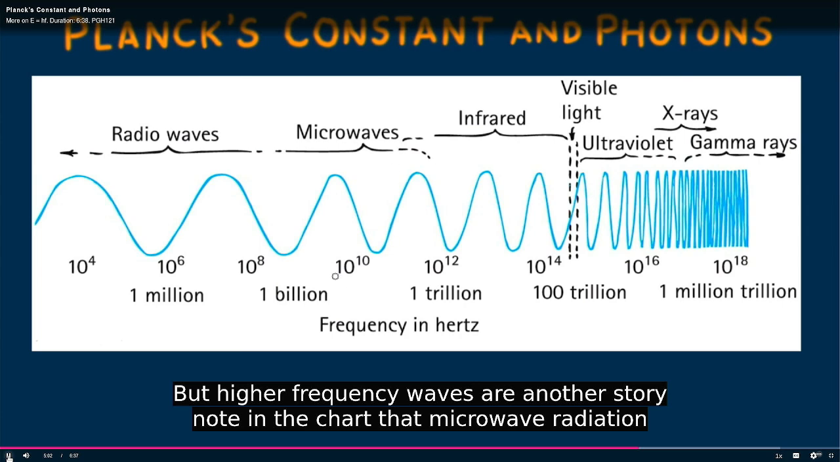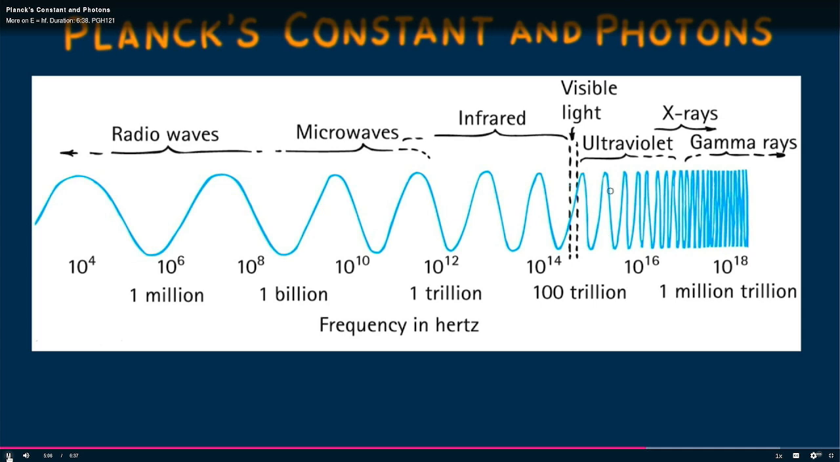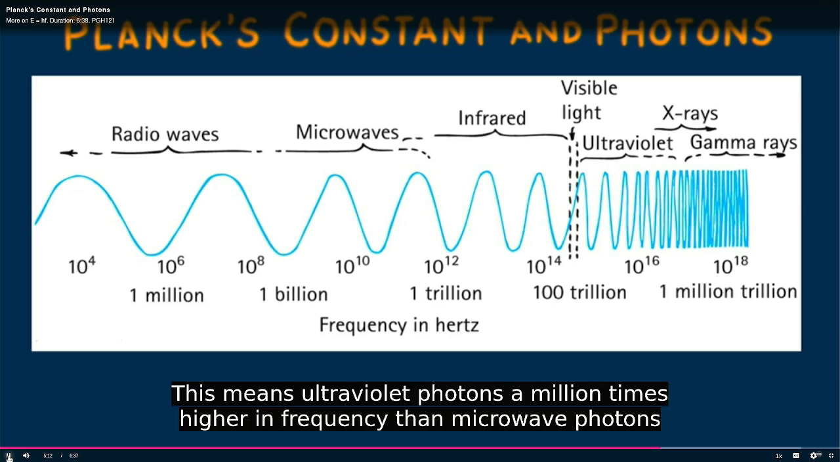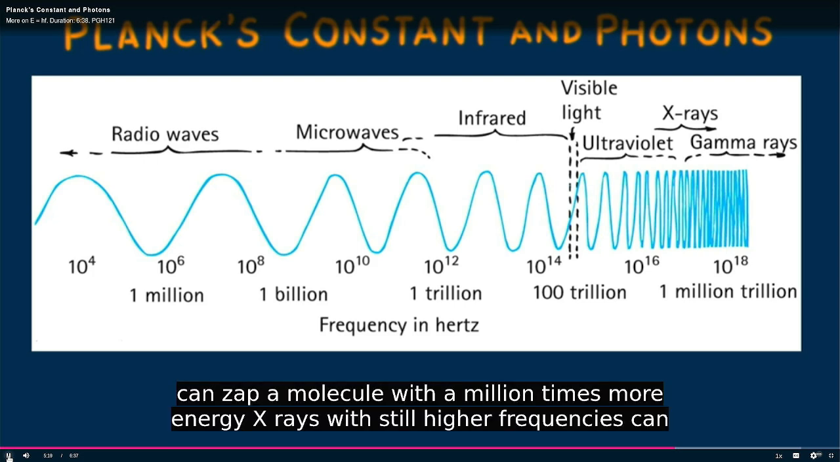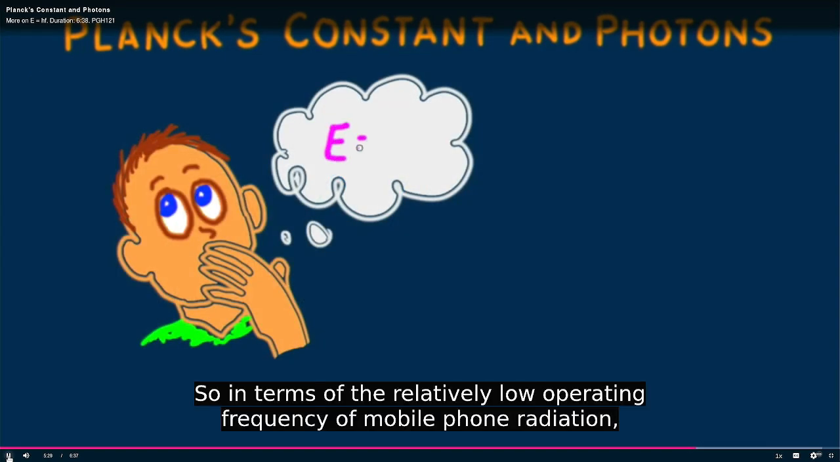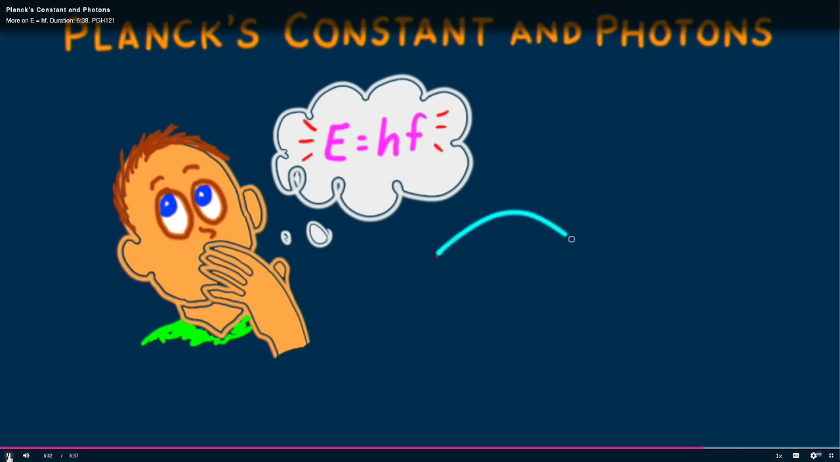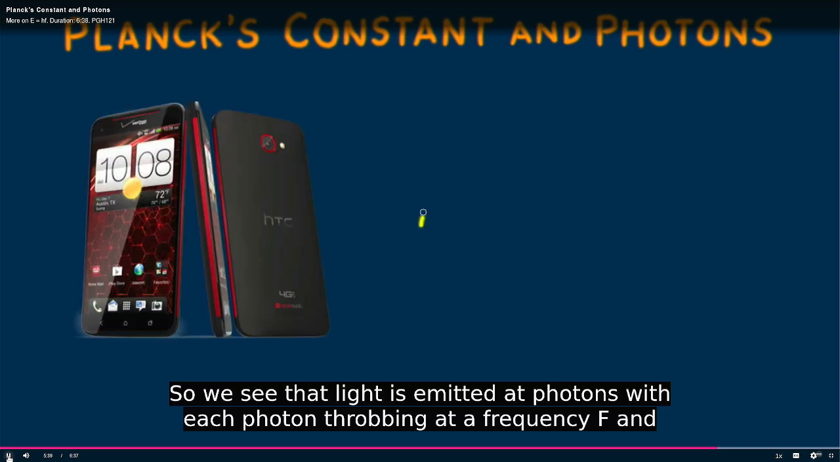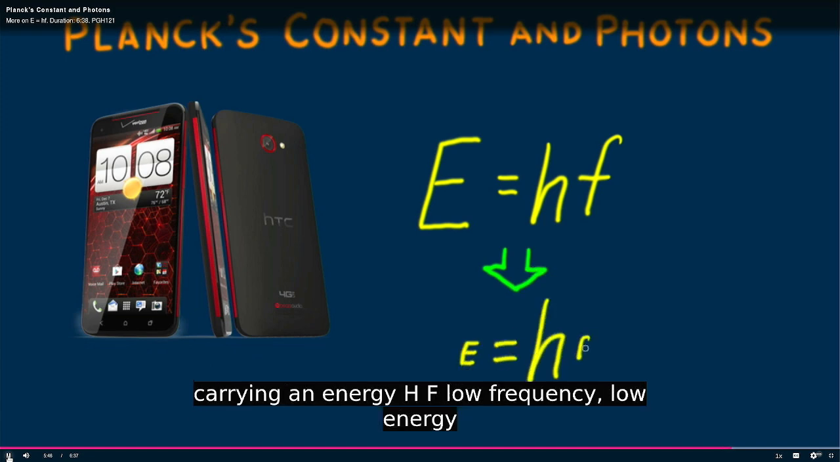Note in the chart that microwave radiation centers around 10 to the 10th hertz, and ultraviolet is 1,000,000 times more, centering around 10 to the 16th hertz. This means ultraviolet photons, 1,000,000 times higher in frequency than microwave photons, can zap a molecule with 1,000,000 times more energy. X-rays, with still higher frequencies, can deliver even more energy. So in terms of the relatively low operating frequency of mobile phone radiation, if there is harm, look elsewhere than the energy of its photons. So we see that light is emitted as photons, with each photon throbbing at a frequency f and carrying an energy, hf. Low frequency, low energy.